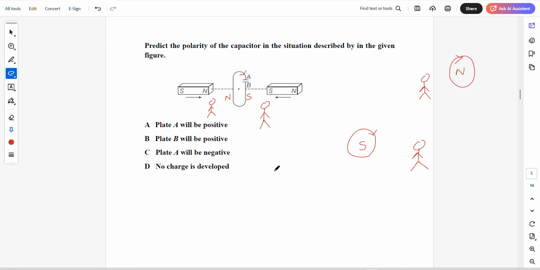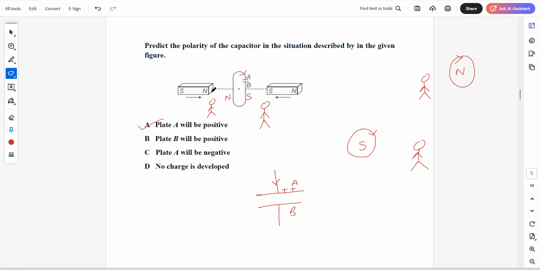Therefore, if this is the capacitor, if this is A and this is B, now this will become plus. Plate A will be having positive charges here. Plate A will be positive. Hope you understood this one. Plate A will be positive.